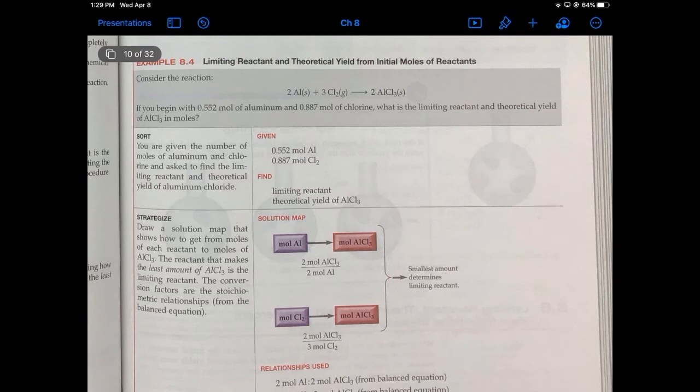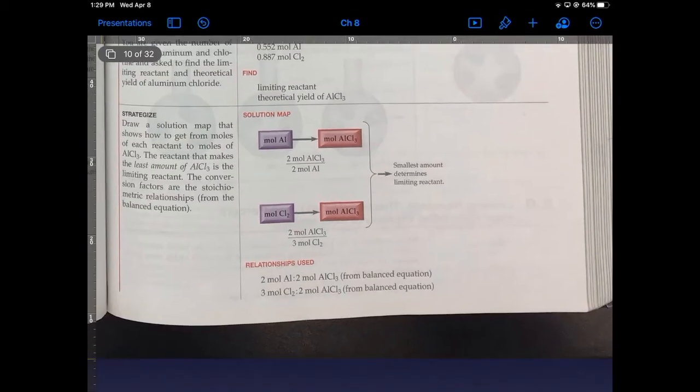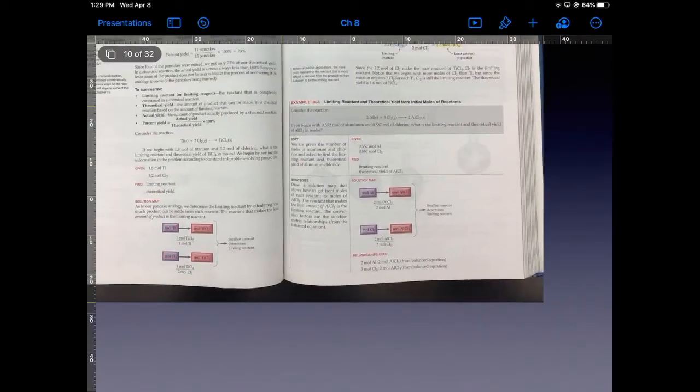So we have, again, those two amounts of aluminum and chlorine, and what we've got to do is just convert those amounts to the amounts of product that we can make. So simply converting moles of aluminum to moles of aluminum chloride and comparing that with the amount of aluminum chloride that the moles of chlorine could give us, then we can get an answer. And that's on the next page.